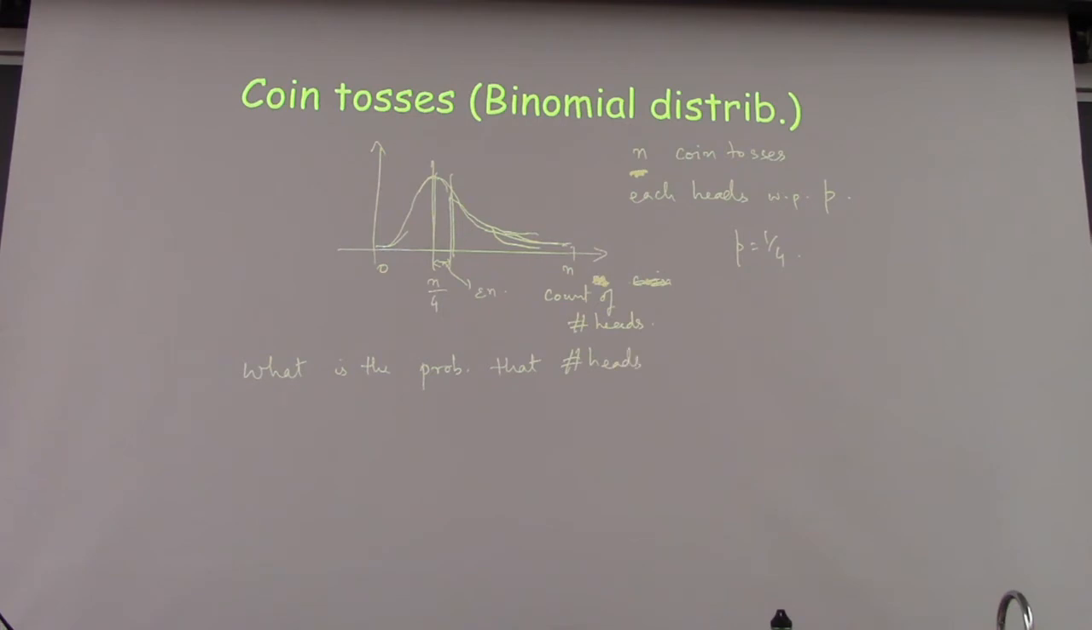For instance, you could think of deviation as both positive deviation and negative deviation. Let's first look at the positive side. What's the probability the number of heads is more than 1/4 plus epsilon times n? So how would you normally answer a question like this?